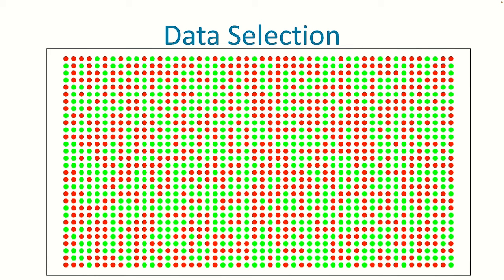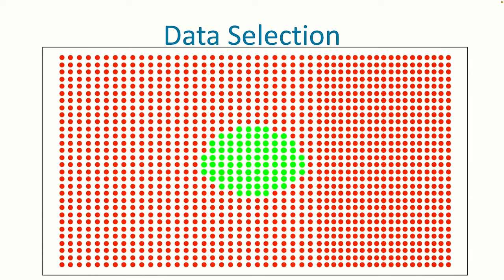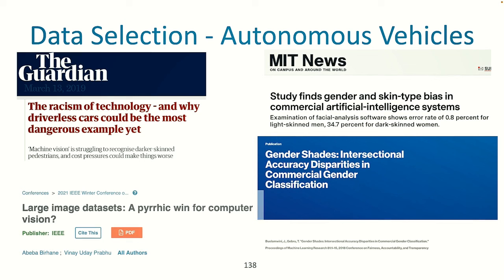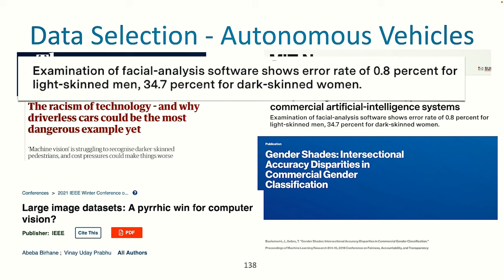Now, if instead we had something that looked a bit more like this, where all of one type of data is clustered in the middle, and we then chose our sample from here, this would be a spectacularly bad choice of data for training. And unfortunately, this is what's going on at the moment, particularly when it comes to facial recognition. And it turns out that autonomous vehicles are more dangerous to you if you're not a white male. Here's one result in particular. This is facial analysis software that has an error rate of 0.8% for white men and 34.7% for dark-skinned women. This is just horrifying.